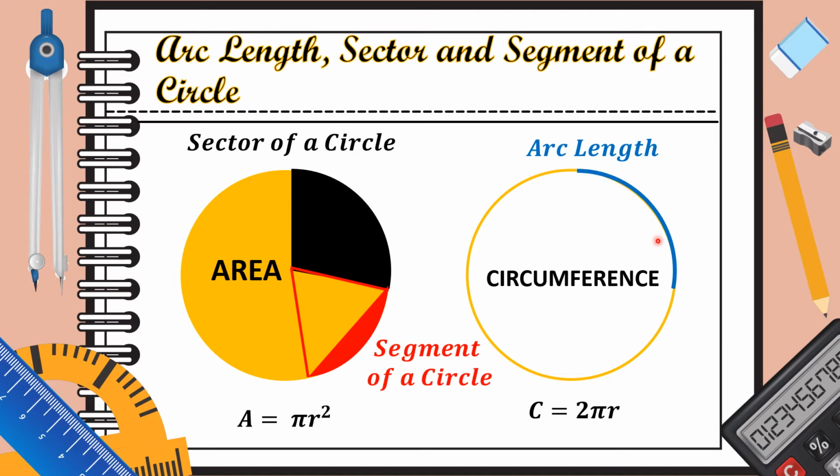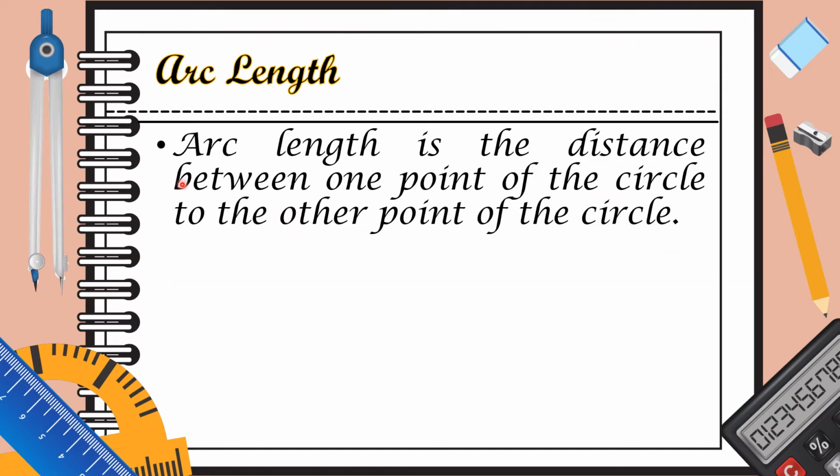Itong part na yan. Okay, so ibig sabihin ng arc length ay arc ng circle or part lang siya ng circumference ng isang circle. So, as a definition, arc length is the distance between one point of the circle to the other point of the circle. So, since ganito nga yung ating circle at ito yung ating arc length, ito yung isang point ng circle to the other point of a circle, yan yung tinatawag natin as arc length.